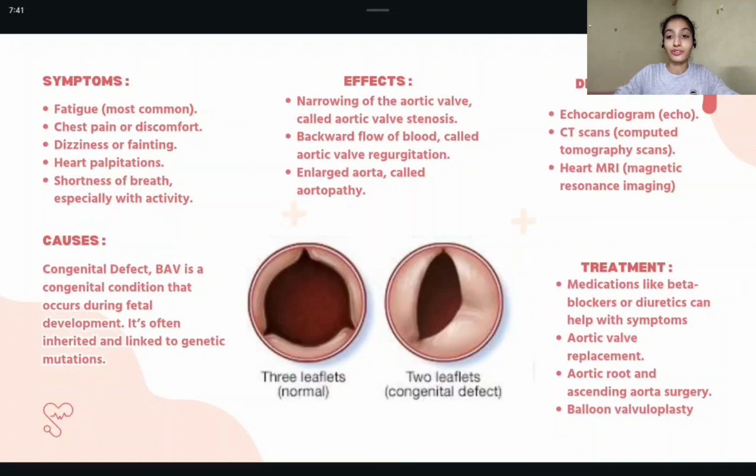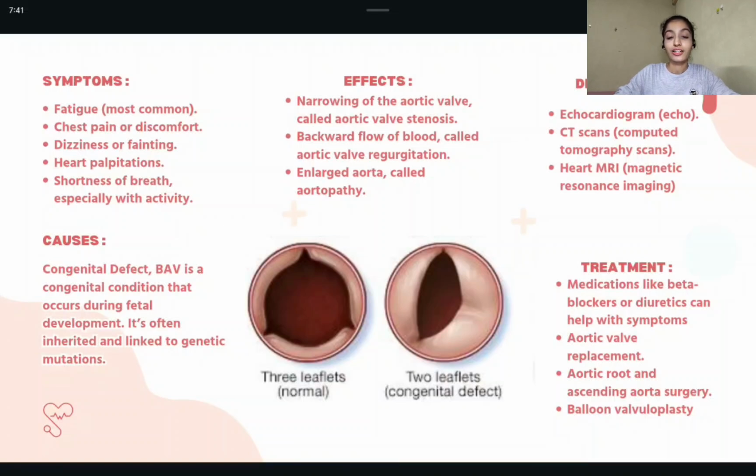The diagnosis of BAV can be done through an echocardiogram, CT scans, and heart MRI. Other than that, a bicuspid aortic valve may be found when tests are done for another health problem. The healthcare provider may hear a heart murmur when listening to the heart. Next, talking about the treatment of BAV, medications like beta blockers or diuretics can help with the symptoms.